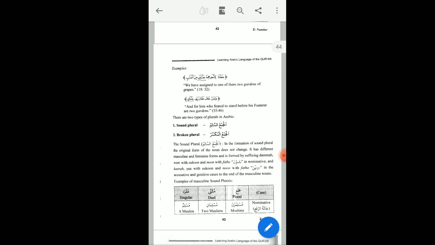جعلنا لأحدهما جنتين من أعناب. See, جعلنا, we have assigned to one of them. لأحدهما, ahad means one, hima means its dual. Hu means he, huma means they both, hum means they, more than two. Now جعلنا لأحدهما, we have made to one of them.